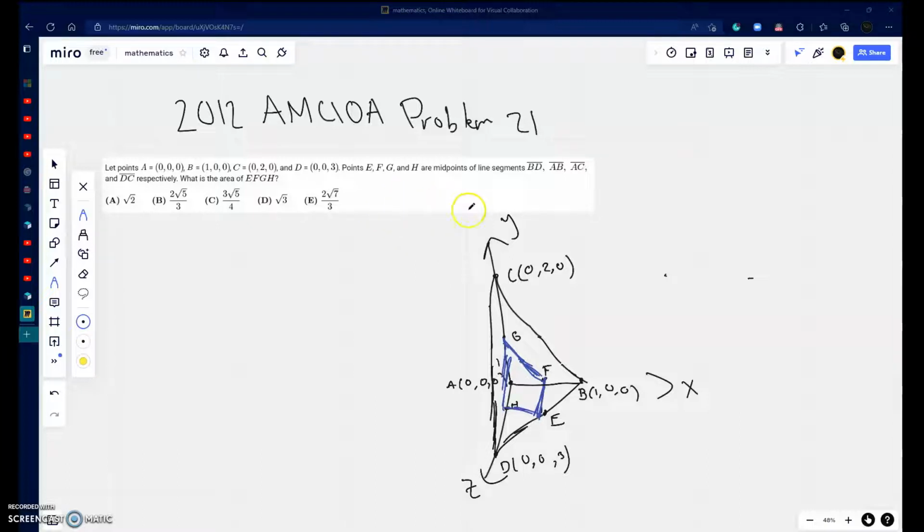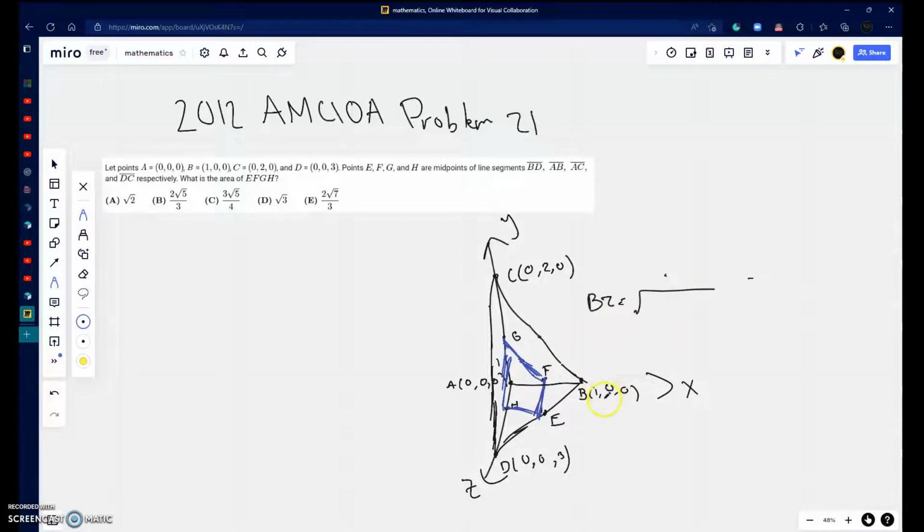And points E, F, G, H are the midpoints of BD, AB, AC, and DC. And we just want to find the area of EFGH. So the first step is to calculate BD. And to calculate BD, we just use the distance formula.